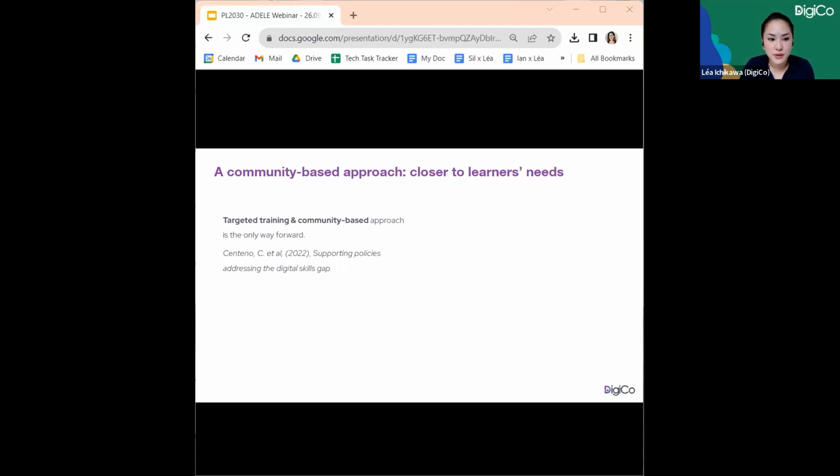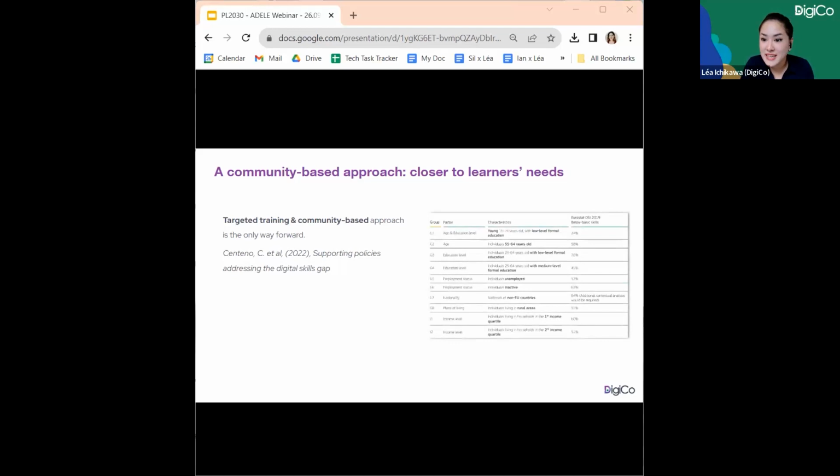Now, I want to show you a really interesting policy study that was actually done by the Joint Research Center of the European Commission. This study was released, I think, in the middle of last year, and looks at which are the main priority groups that require digital skills training. It looked specifically at the work environment and employment, but I think it is very much applicable to digital skills in general, not just for employment.